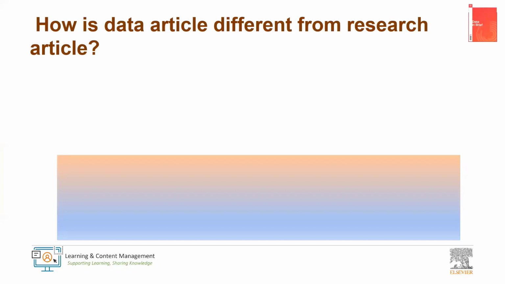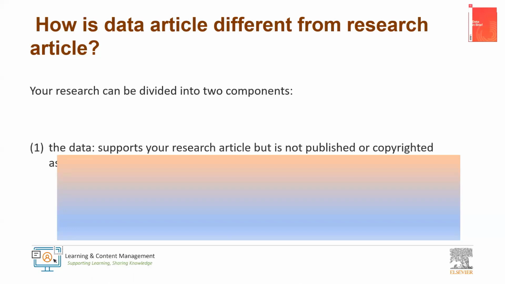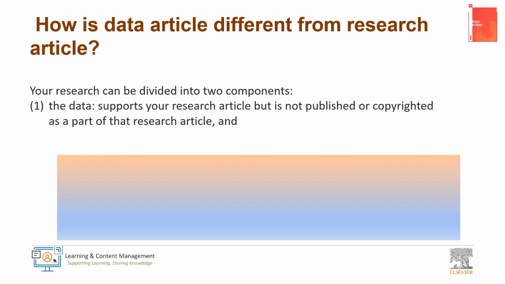Now that you know what a data article is and what a research article is, we are trying to understand how exactly the two articles differ from each other. Your research can be divided into two components. The first one is the data, which supports your research article but is not published or copyrighted as part of that research article. The next is the research article, which is an interpretation of the data.